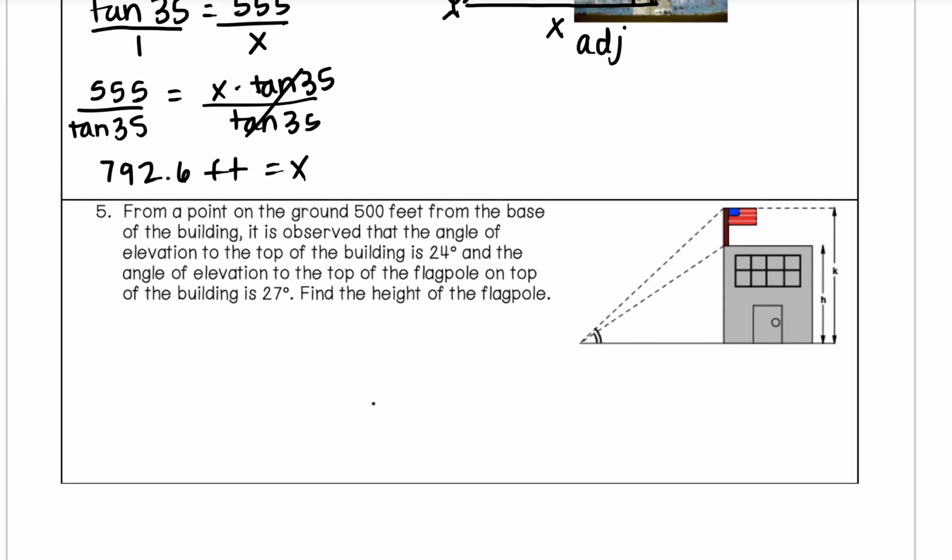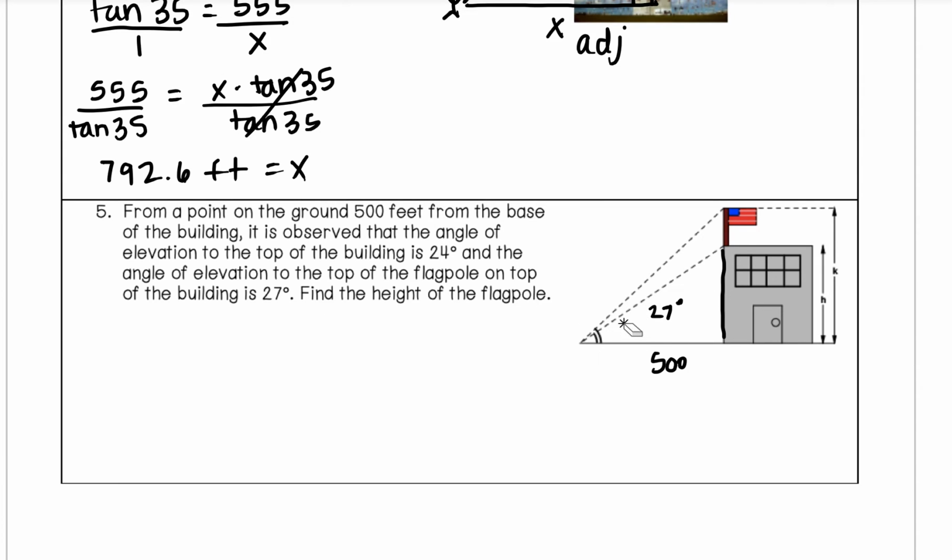Finally, it says from a point on the ground 500 feet from the base of the building, it is observed that an angle of elevation to the top of the building is 24 degrees, and an angle of elevation to the top of the flagpole on top of the building is 27 degrees. So that smaller angle is 24, only to the top of the building. So if I wanted to figure out what's the height of the building, I'd be using the 24. But this question says, find the height of the flagpole.